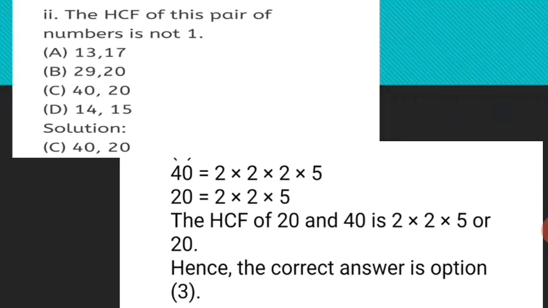Whereas if you see the other 3 options, the HCF is only 1. 13, 17, both are prime numbers, the HCF is 1. 19, 20, HCF is 1. Only 1 is the common factor. And last one, 14, 15, common factor is only 1. So, 40, 20 is your answer, whose HCF is not 1.